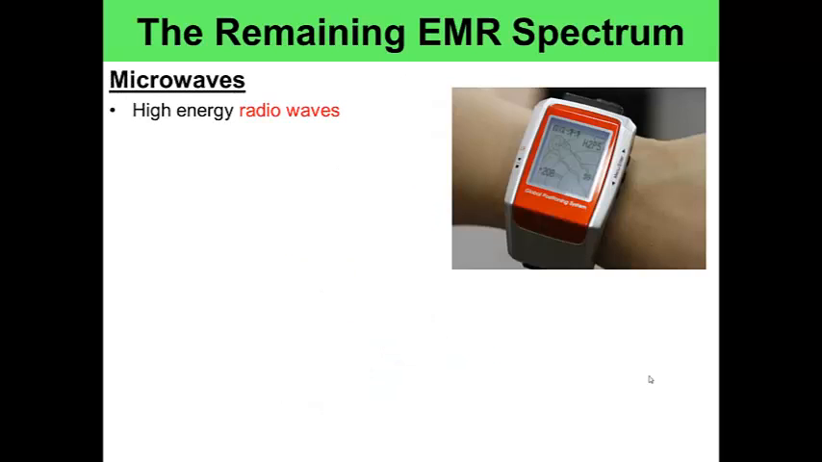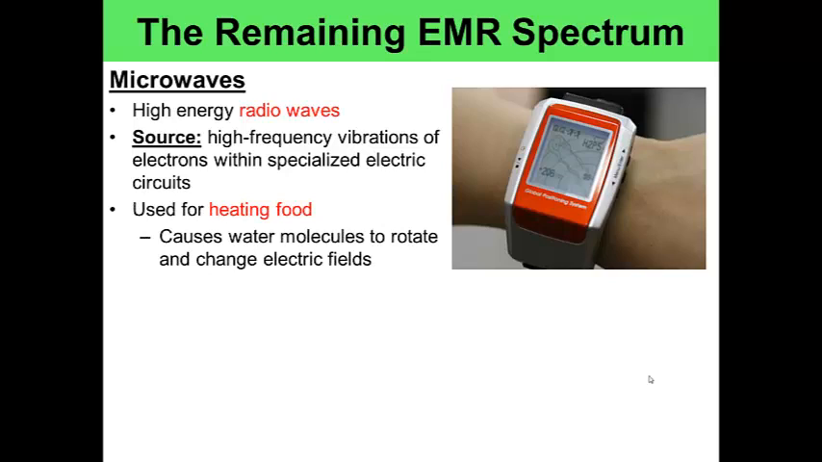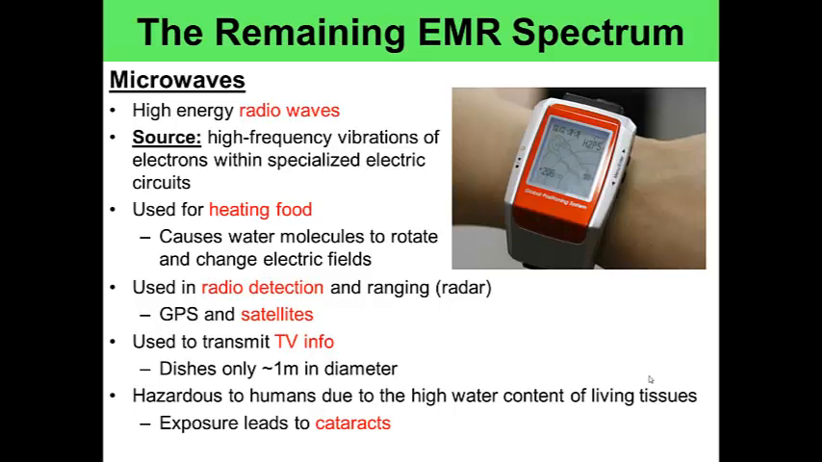The remaining electromagnetic spectrum. Microwaves use high-energy radio waves. The source is high-frequency vibrations of electrons within specialized electric circuits. Microwaves are used for heating food by causing water molecules to rotate and change electric fields. They're used in radio detection and radar, so things like GPS and satellites used to transmit TV information. Also, they can be hazardous to human health due to the high water content. If you're exposed to a lot of microwaves, you can develop cataracts.